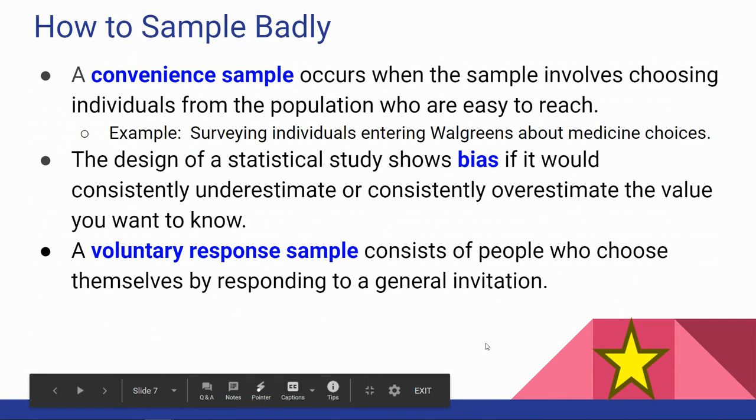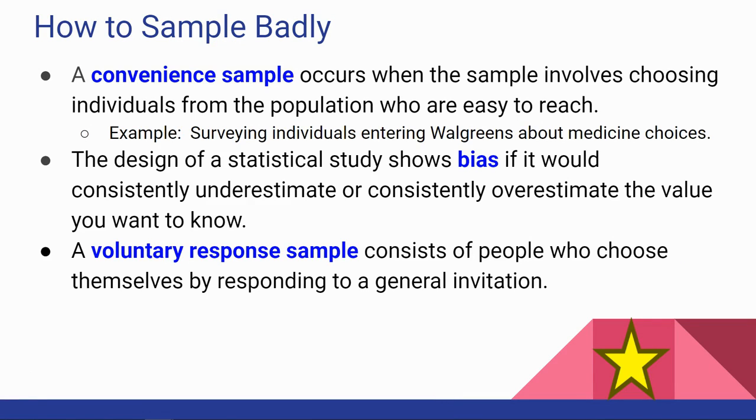So how to sample badly? Let's start with the worst, and we'll go to the correct way of doing it. A convenience sample occurs when the sample involves choosing individuals from the population who are easy to reach. An example is surveying individuals entering Walgreens about medicine choices. Walgreens, pretty much, that's what they do, medicine, so that's why it works. The design of a statistical study shows bias if it would consistently underestimate or consistently overestimate the value you want to know. A voluntary response sample consists of people who choose themselves to respond to a general invitation.